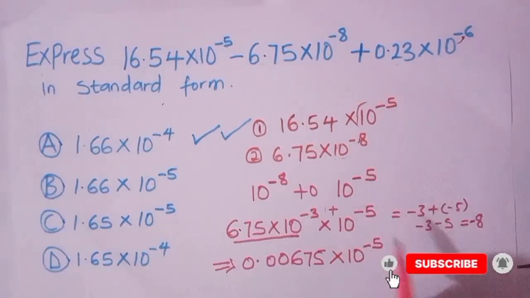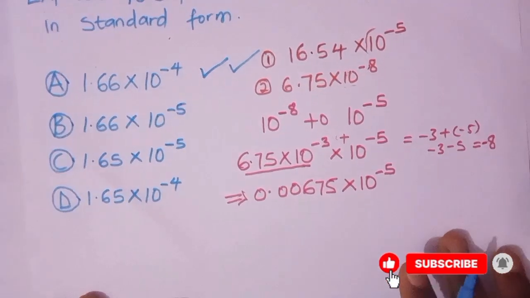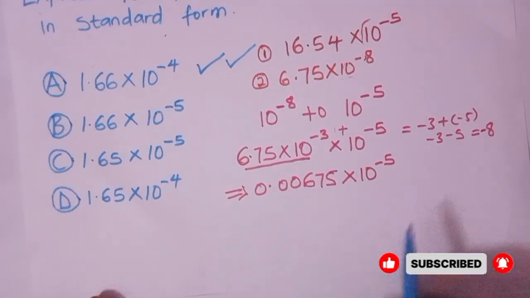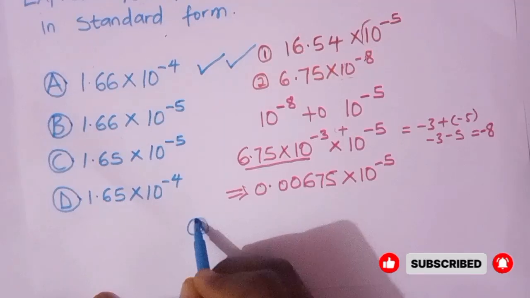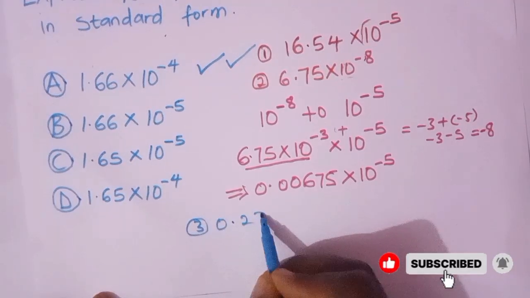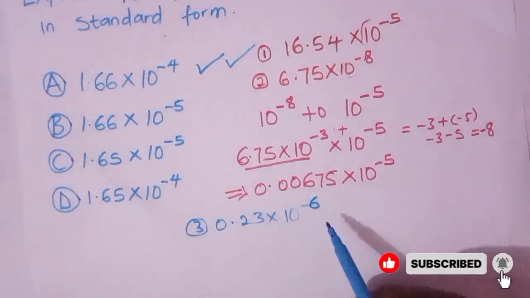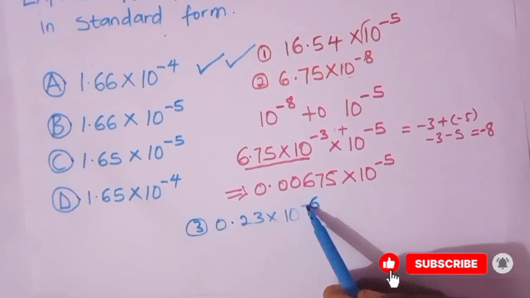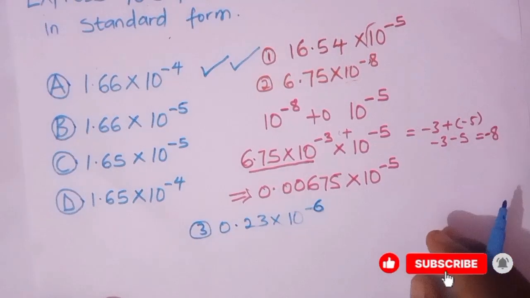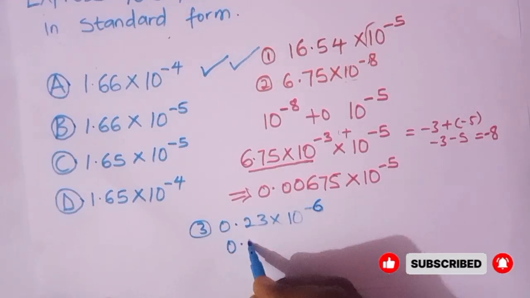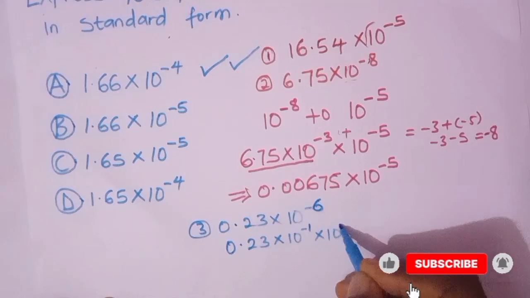Now let's solve the last one. That is the last value, we have the third term. We have 0.23 times 10 raised to power minus 6. Now we are to change this 10 raised to power minus 6 to 10 raised to power minus 5. So what are we going to do? We say 0.23 times 10 raised to power minus 1 multiplied by 10 raised to power minus 5.